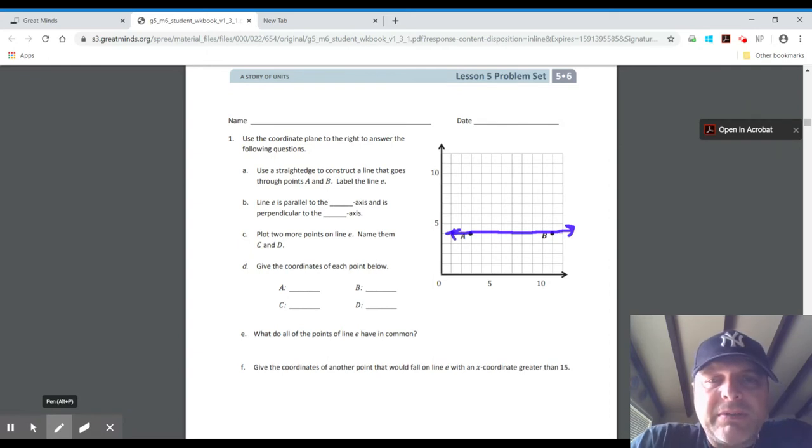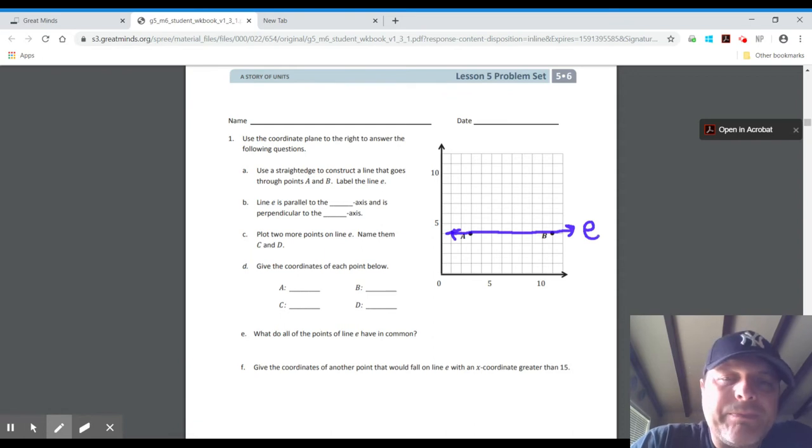Line E is parallel to the blank axis. So this is line E. I'm supposed to label it line E, so I just put a little E after it. So it's line E. All right.